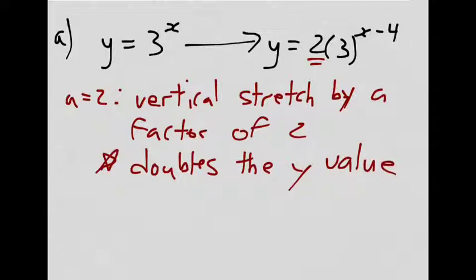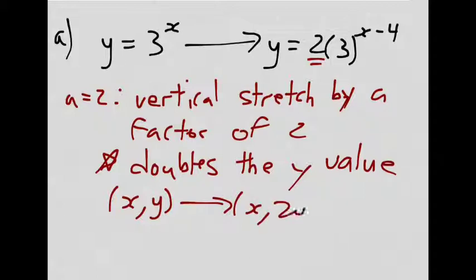So can't you also put that as like y goes to 2y? Or mapping notation, isn't that like y goes to 2y? Yeah, if you want to do mapping notation, the generic point x, y maps to x, comma 2y. Sure, you could say it like that.